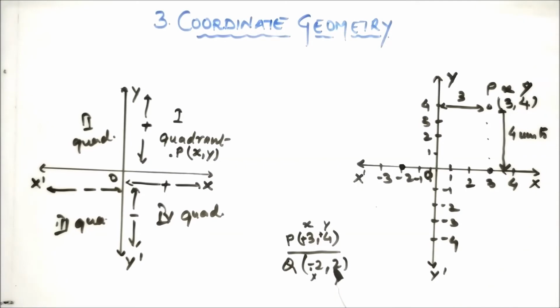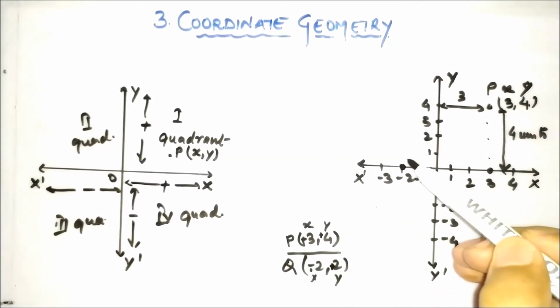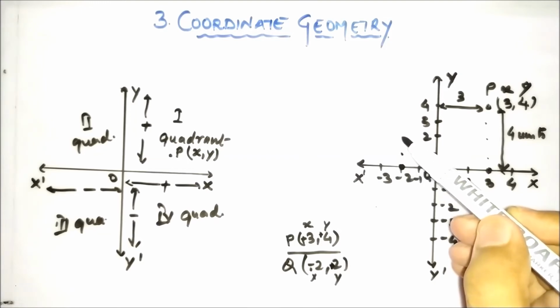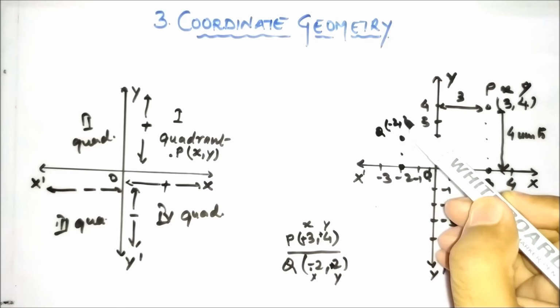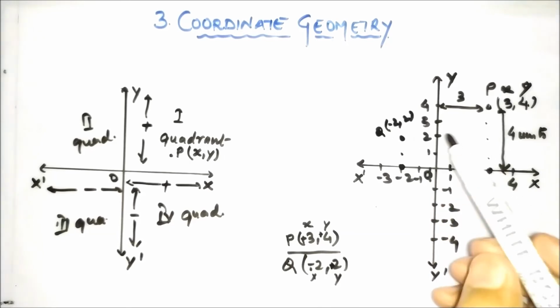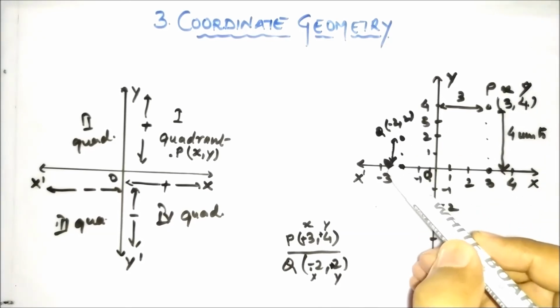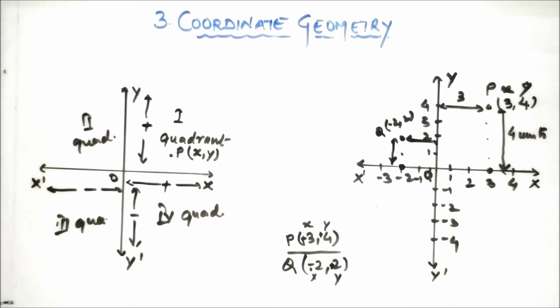And now y is 2, so we will move in the positive direction of the y-axis. That will be 1 and that is 2. So this point will be Q, that is (-2, 2). Now this is 2 units from this axis and 2 units from that axis.